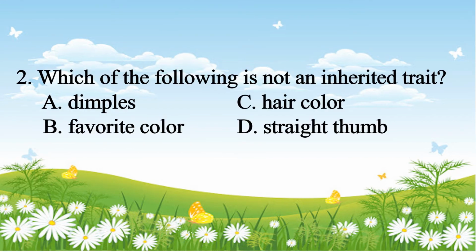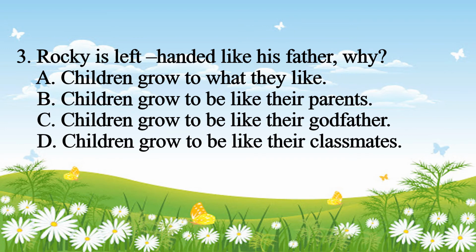Number 2. Which of the following is not an inherited trait? A. Dimples, B. Favorite color, C. Hair color, D. Straight tongue. Number 3. Rocky is left-handed like his father. Why? A. Children grow to what they like. B. Children grow to be like their parents. C. Children grow to be like their godfather. D. Children grow to be like their classmates.